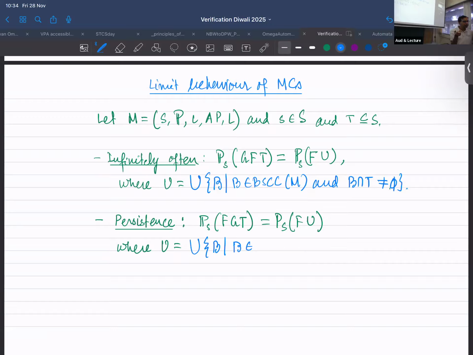T can be the union of some BSCCs and something outside. So T, yeah, you are right. So you are saying it like this, and B is a subset of T. Okay, B is a subset. So what is the idea?